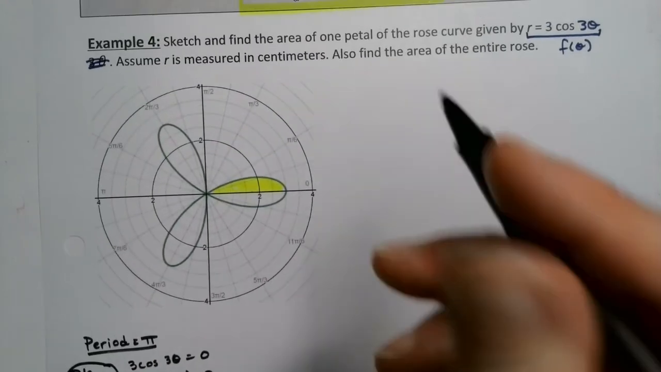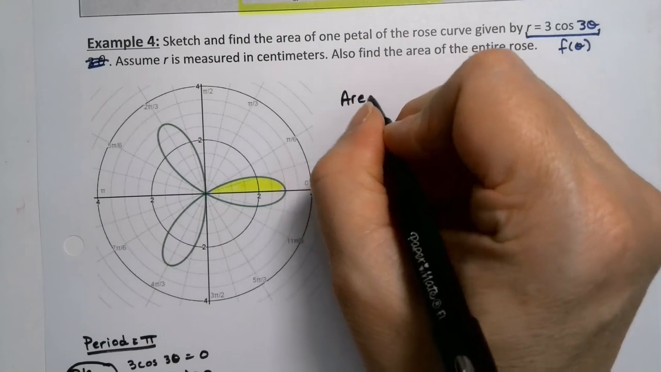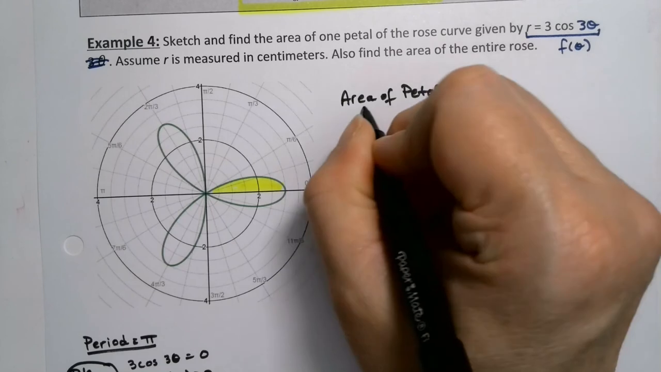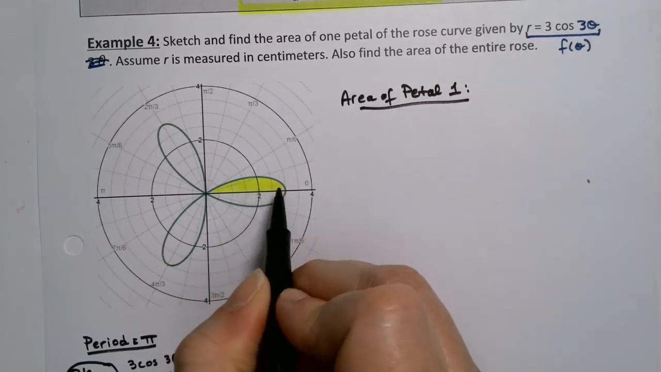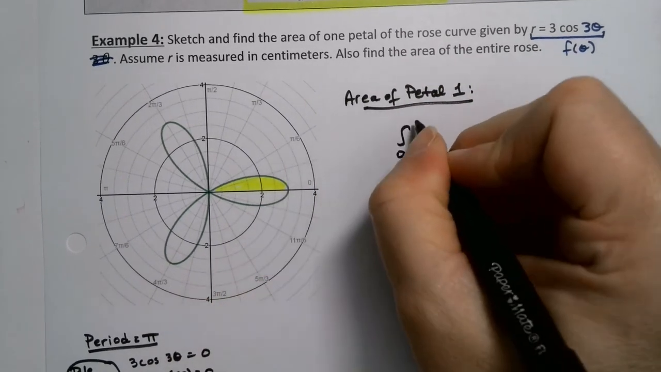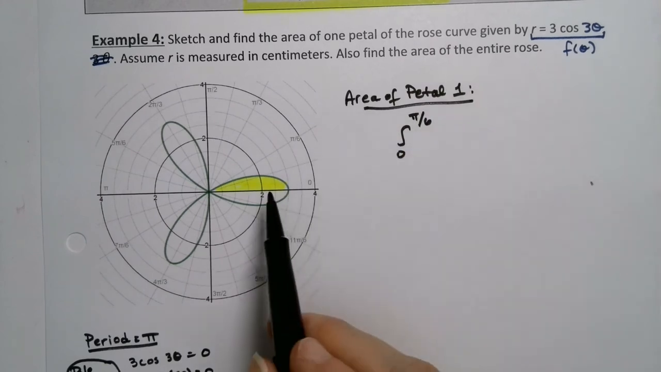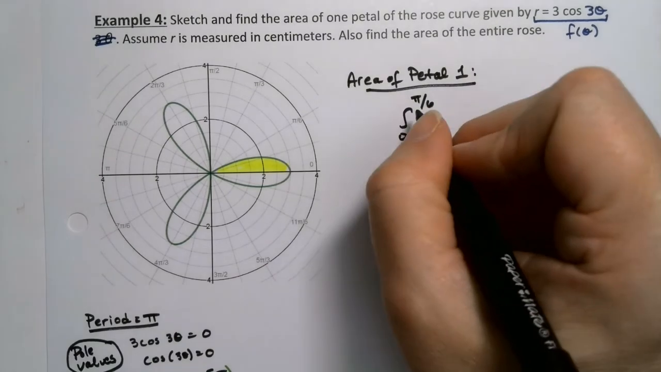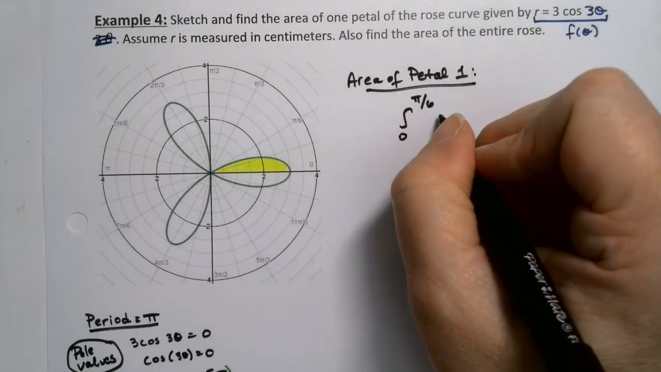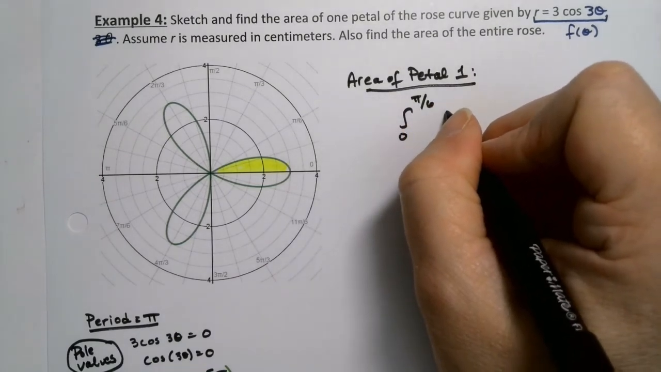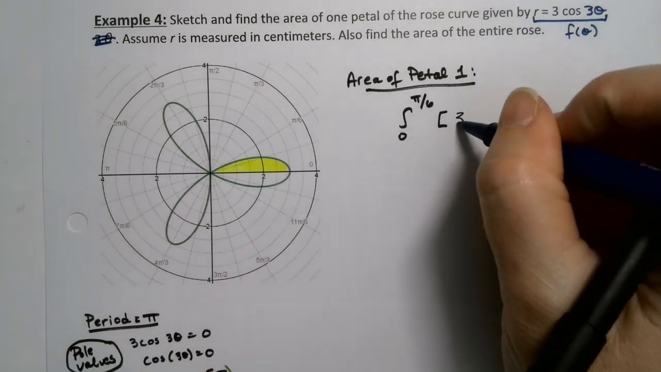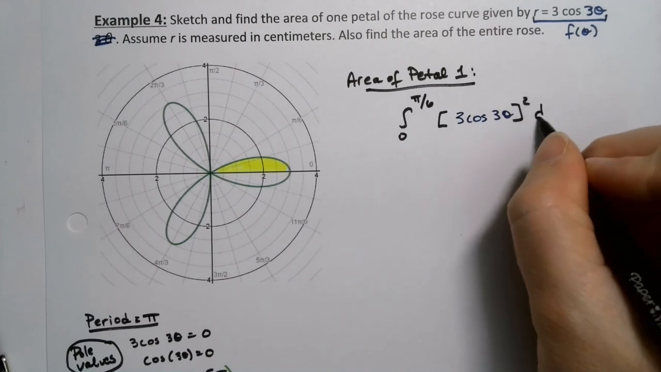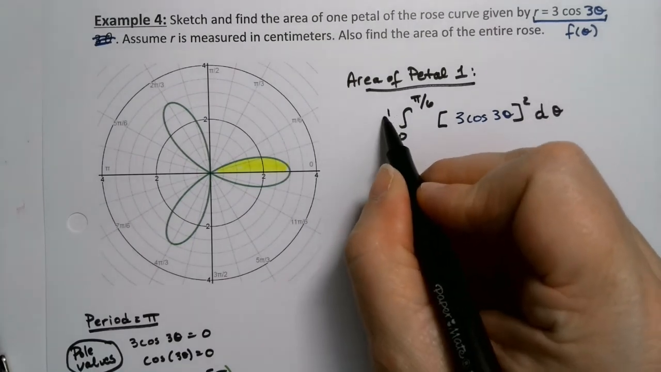So if I want the area of petal number 1, what I'm going to do is find the area of half the petal, right? Because I can go from 0 to pi over 6, which is my highlighted piece. The area of half petal is the integral from 0 to pi over 6. I want f of theta, which is 3 cosine of 3 theta, squared, d theta. And then there's a half in front.